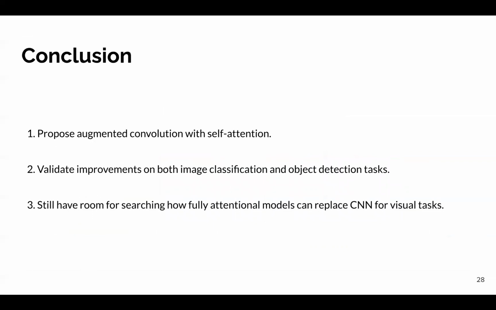Conclusion: the authors proposed AACN, which has a novel architecture combining CNN with self-attention, and validated improvement over two image tasks. But still, there is room for future work to investigate fully attentional models without any convolution architecture. So that's the end. Thank you for listening.